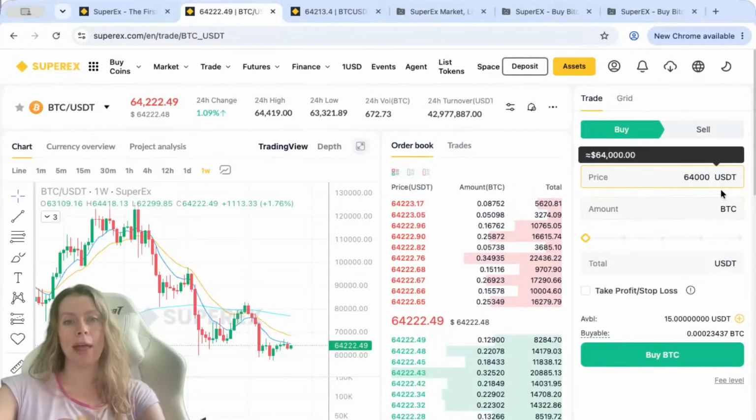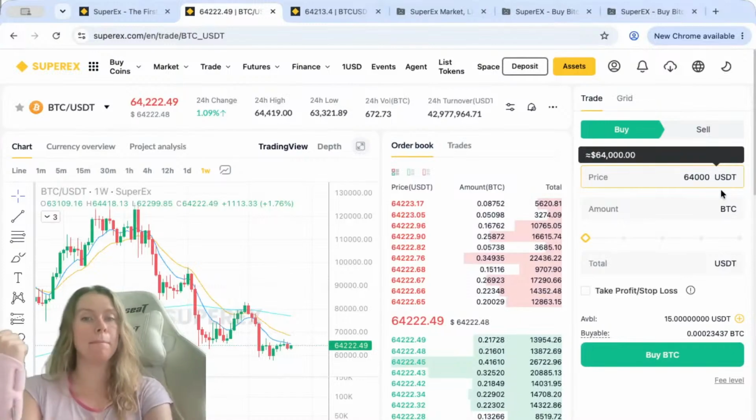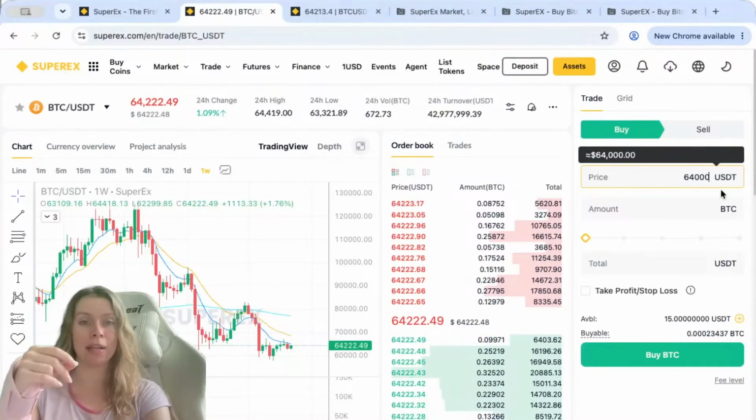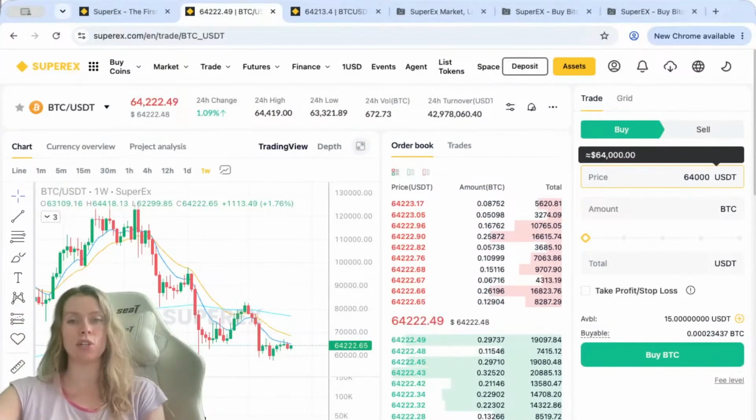And pretty much what that means is that my order will sit in my order book, and the moment Bitcoin touches 64,000 USDT, my buy fills automatically. Until then, nothing happens. I'm in control. I'm not chasing the market, which we love.